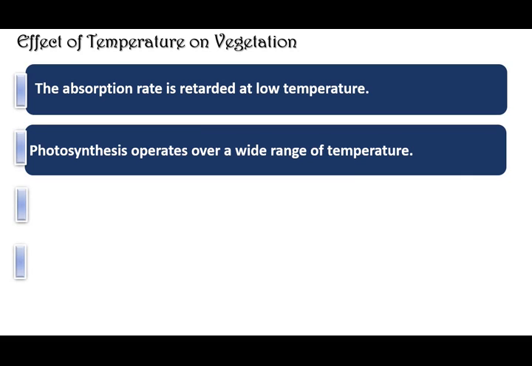Photosynthesis operates over a wide range of temperature. Most of the algae require lower temperature range for photosynthesis than the higher plants. The photosynthesis continues even at 80 degrees Celsius in some desert plants.